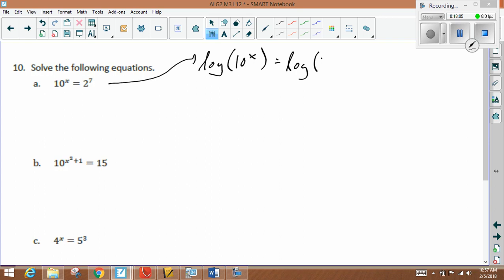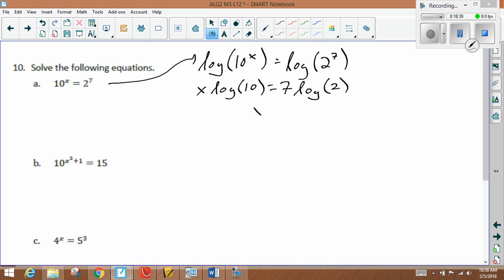Alright, this is where we get down to the nitty-gritty, okay? I'm going to pull the x out. Okay. We cannot get a whole number value for 7 log 2, right? So we're going to have to now count on our calculator.